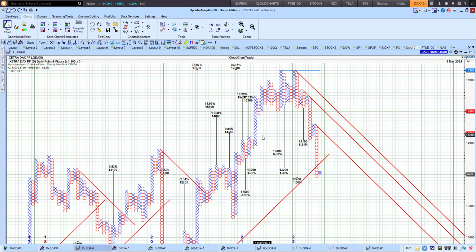It reversed higher, and then it broke past this 14,200 level, and that activated the 15,300 upside target. Now, these targets are a calculation of this particular price move together with a box size and reversal, and that's how you get that projected move.